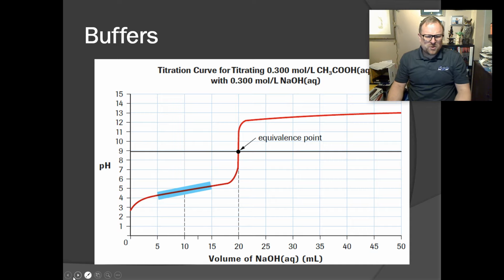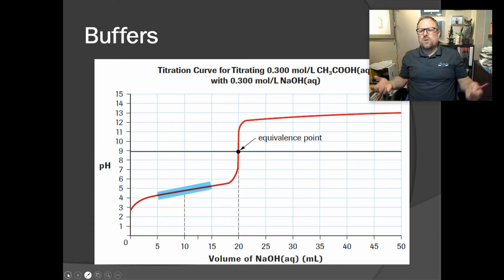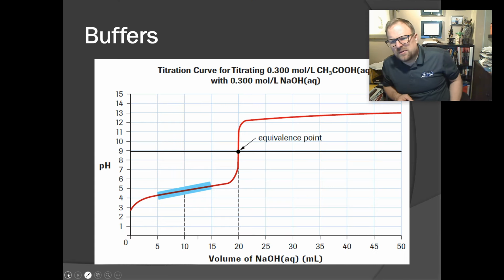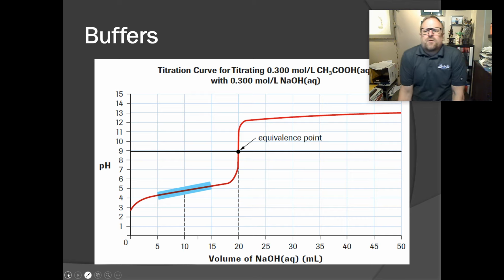Why do we care about talking about buffers? Well, they're all over the place in our world, including in our body. For example, there's a hydrogen carbonate buffer that we use in our blood to maintain our blood at a relatively stable pH. And so we don't end up having massive spikes or drops in our pH, and it keeps our blood chemistry relatively constant.